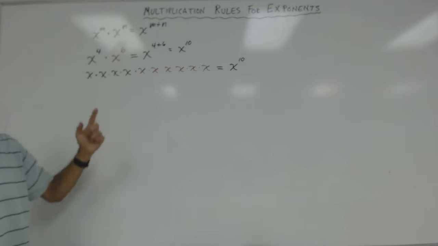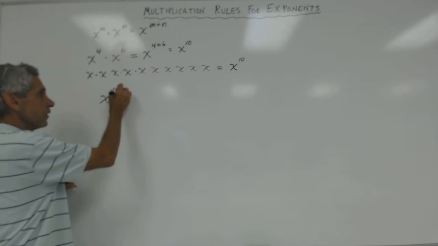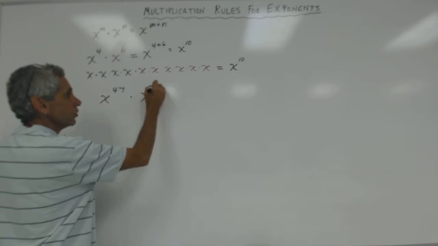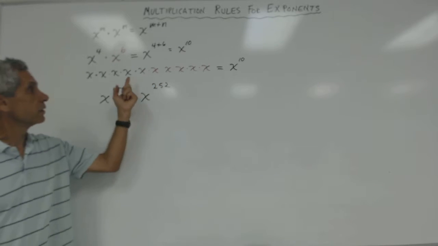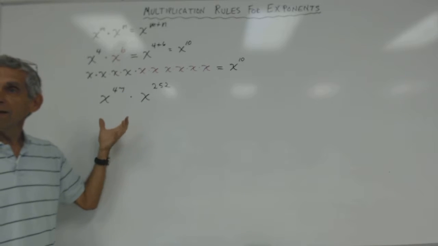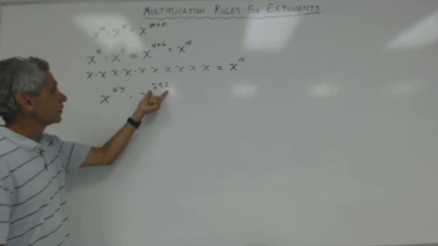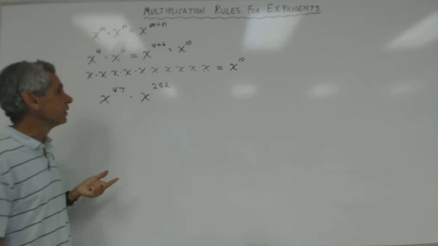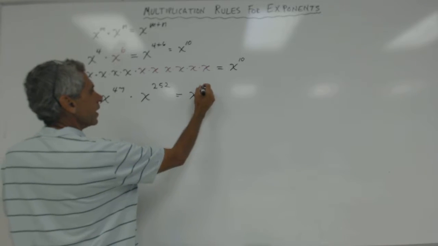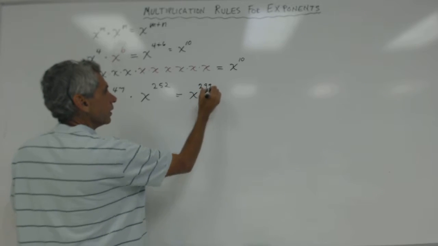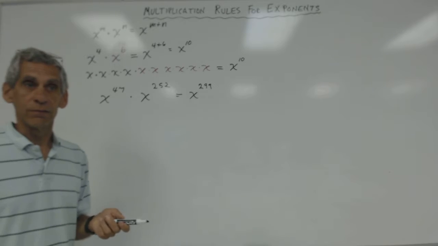The reason we do the shortcut is, if I gave you x to the 47th times x to the 252nd, I would not want to write those all out like this. It would take me forever. Knowing the pattern helps me create the shortcut, and helps me realize I've got to add that to that. So that would be x to the 299, am I right? Something like that, just by adding those two exponents together. So that's really easy, right?